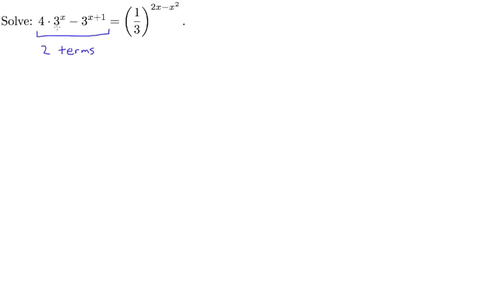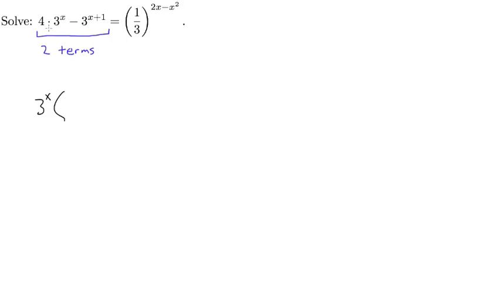Here what we want to do is, I'd recommend, factor out the largest exponential function term that you can. So 4 times 3 to the x minus 3 to the x plus 1. We've got two exponential terms with the same base. Factor out the term with the smaller power. So here we're going to factor out a 3 to the x.